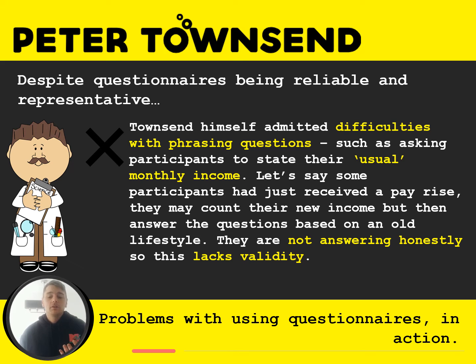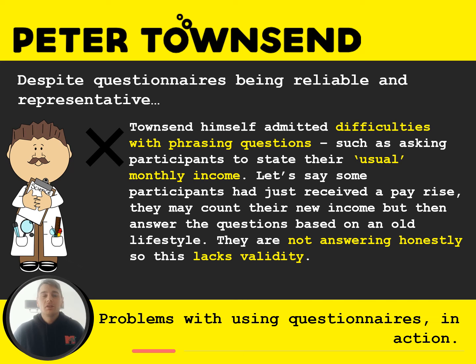not without its errors. So one of the things that we might notice when we examine his structured interview is that he asked participants to state their usual income. Well, this might be a difficult one to answer. Let's say one participant had just got a pay rise, and then they might start to answer the question based on their new income, meanwhile talking about their quality of life based on their old income. That's inconsistent, so that's damaging the reliability.